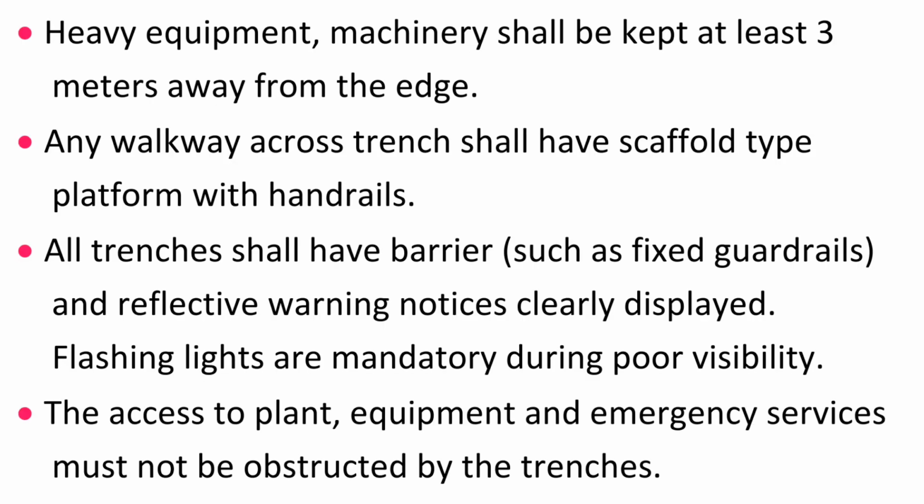Heavy equipment and machinery shall be kept at least 3 meters away from the edge. Any walkway across a trench shall have a scaffold-type platform with handrails. All trenches shall have barriers, such as fixed guardrails, and reflective warning notices clearly displayed. Flashing lights are mandatory during poor visibility. The access to plant, equipment, and emergency services must not be obstructed by the trenches.